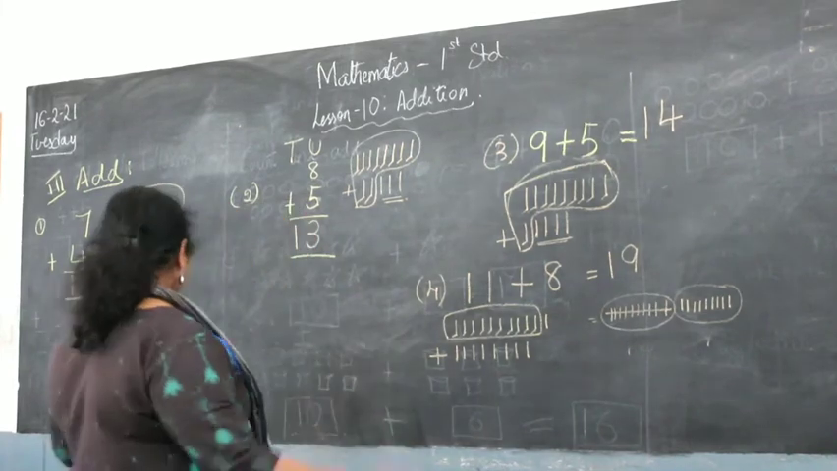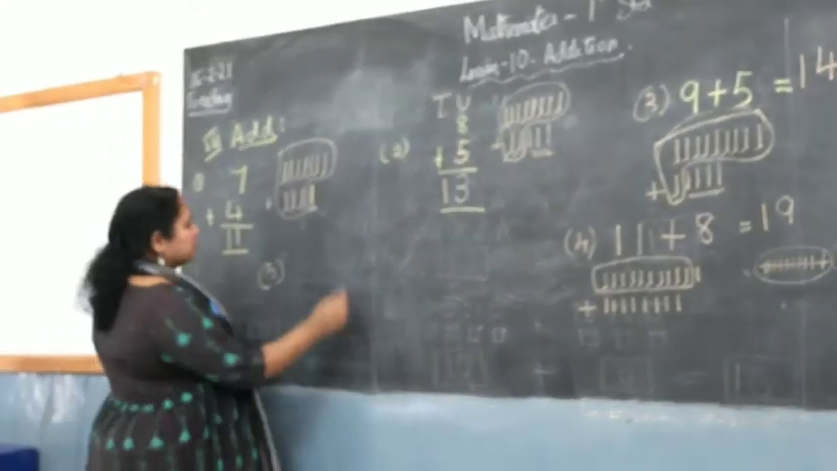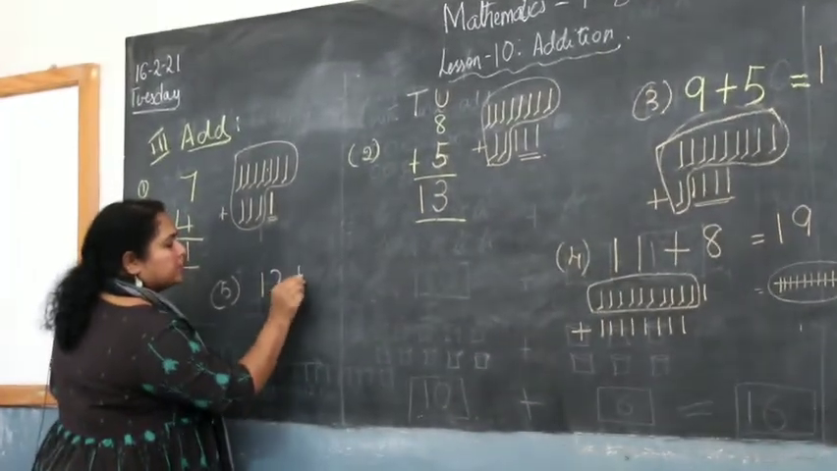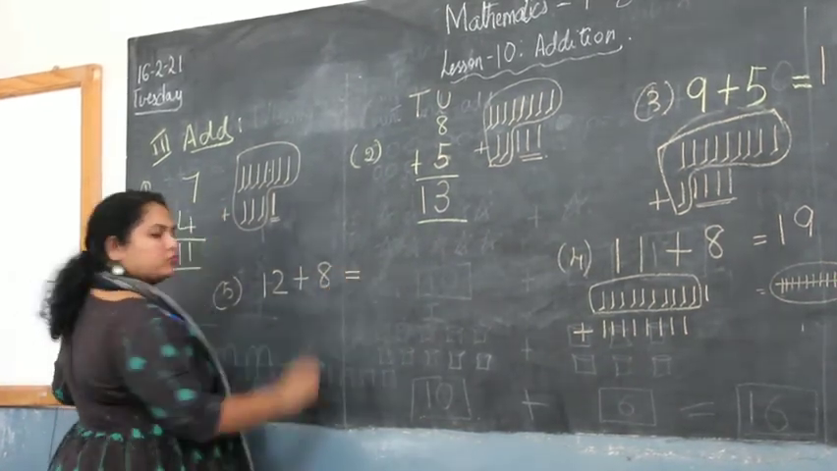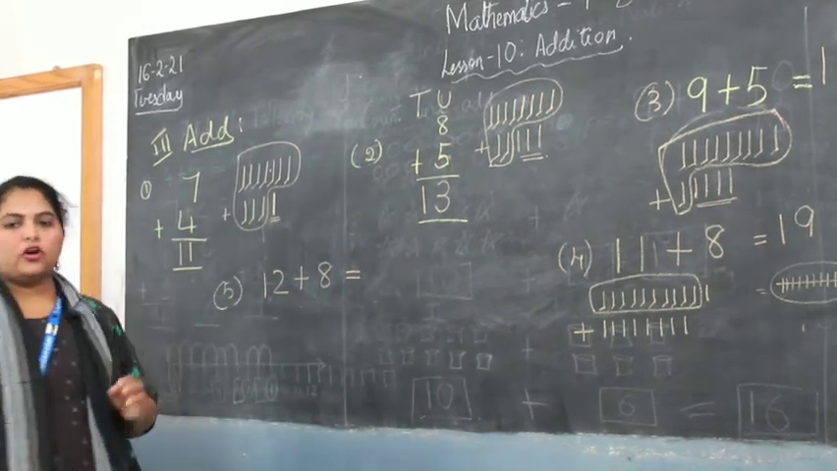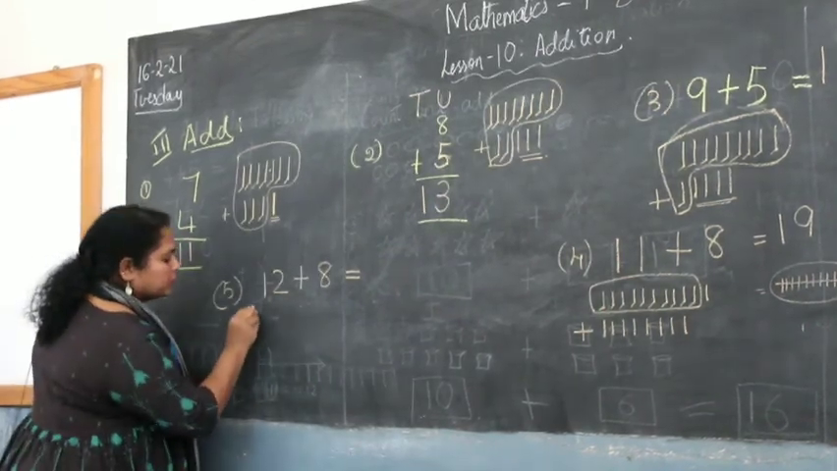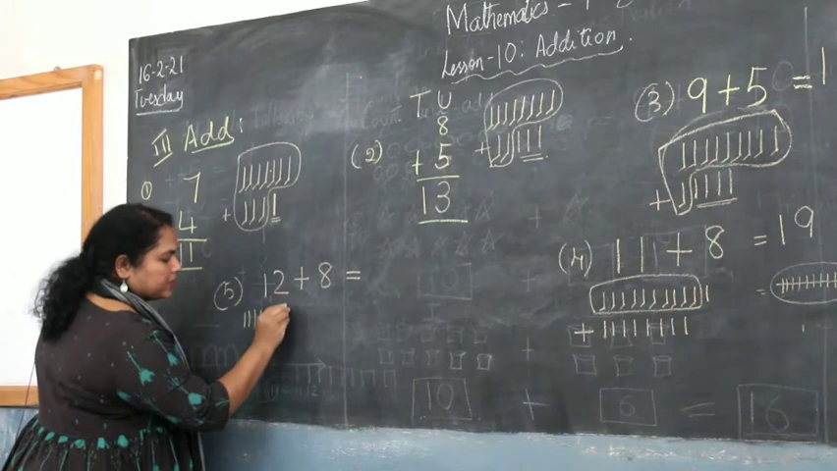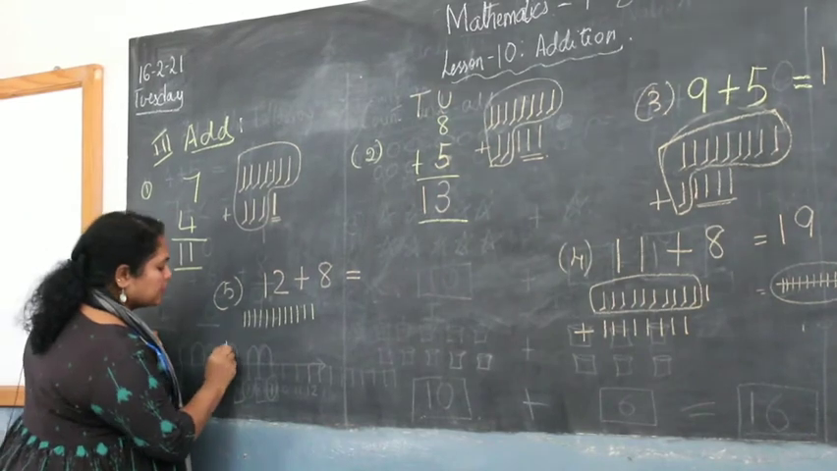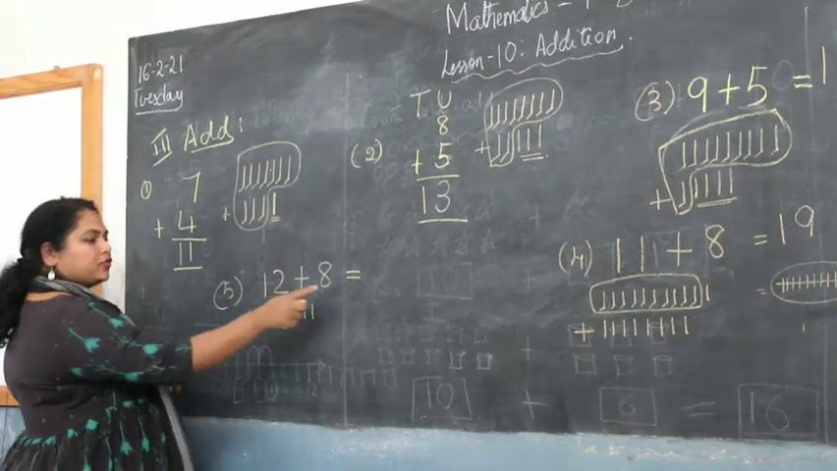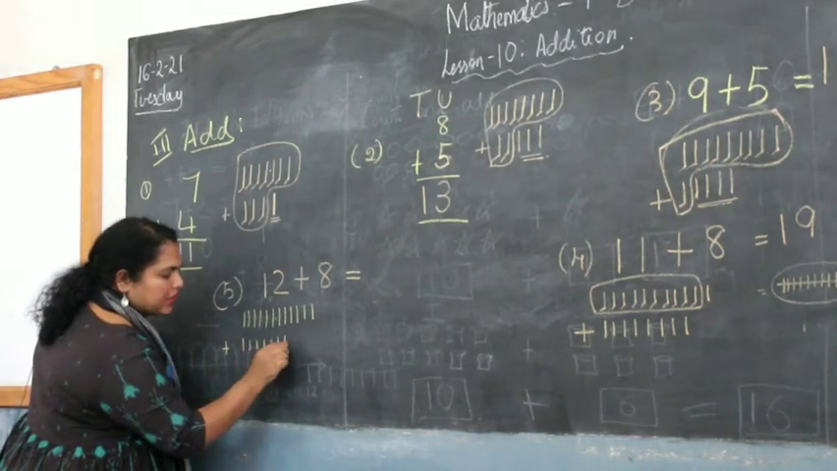Let's do one more sum. I'll write it over here. That will be your fifth sum. The fifth, I have 12 plus 8. Okay. So what is it equal to? Now for this I have to draw 12 sticks. 1, 2, 3, 4, 5, 6, 7, 8, 9, 10, 11, 12. 12 sticks plus how many sticks do we have here? We have to draw 8. 1, 2, 3, 4, 5, 6, 7, 8.